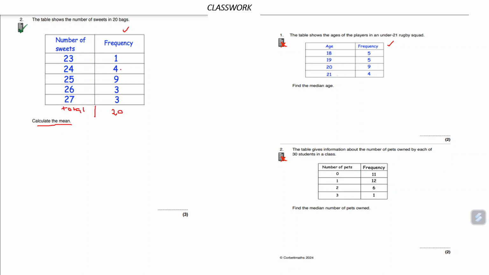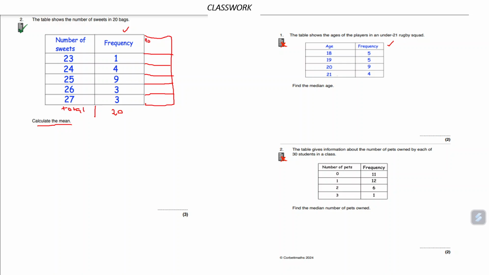1 plus 4 is 5. 5 plus 9 is 14. 14 plus 3 will give us 17. 17 plus 3 will be 20. So we need to create another column. Remember, we are solving for the mean. We create another column, and this column will be number of sweets times frequency.